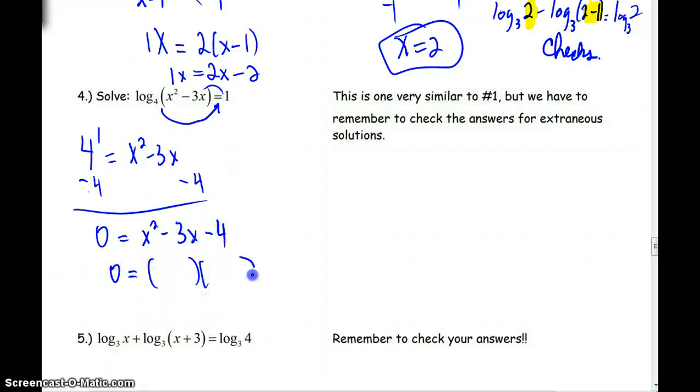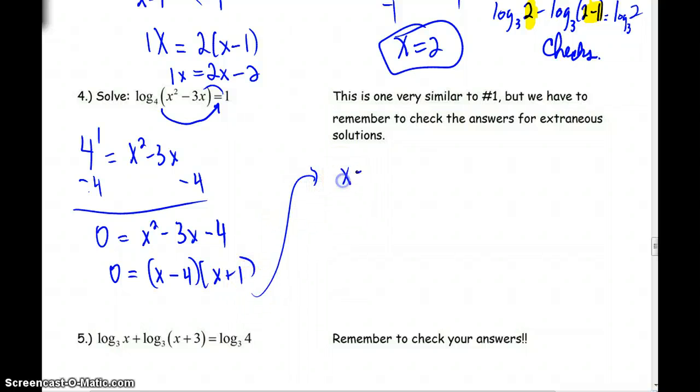Factoring. Again, factoring for the sake of time right now. We only have like 5 minutes left or less for our video. We have x minus 4 times x plus 1. Obviously, we have to multiply to negative 4, add to negative 3. This combination would do it.